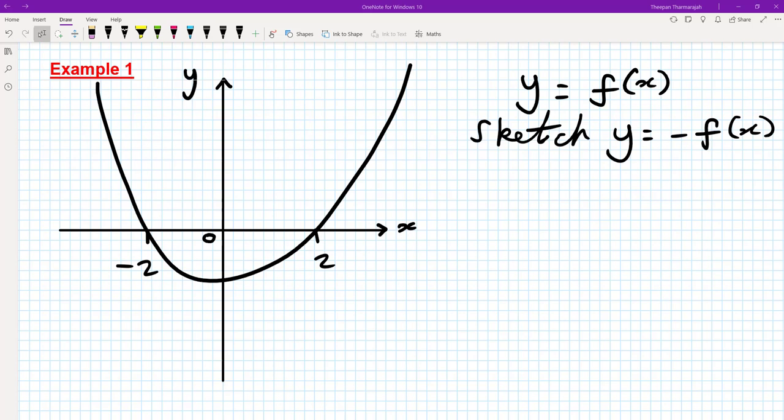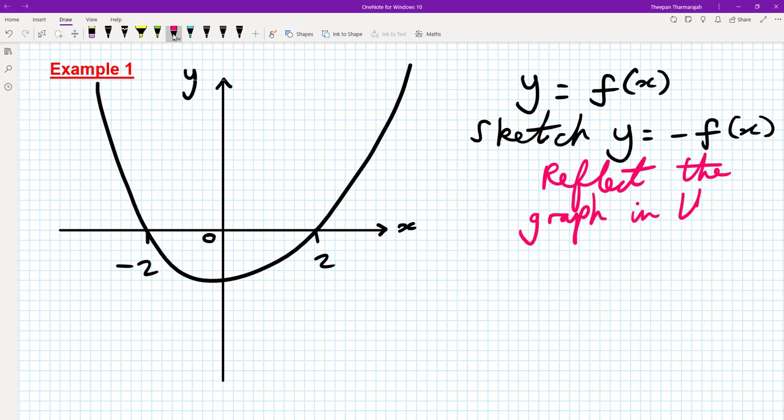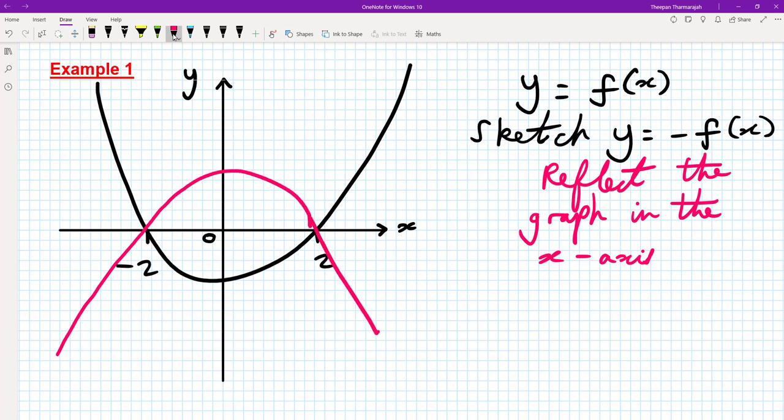Okay, welcome back. So we've got our graph here. We want to sketch the graph y equals minus f(x). Don't forget the rule for this is that you reflect the graph in the x-axis. So let's write that down. Reflect the graph in the x-axis. It's only a rough sketch, so we can do that here. So that's what we get for our graph, coming down. So that's going to be the graph y equals minus f(x).